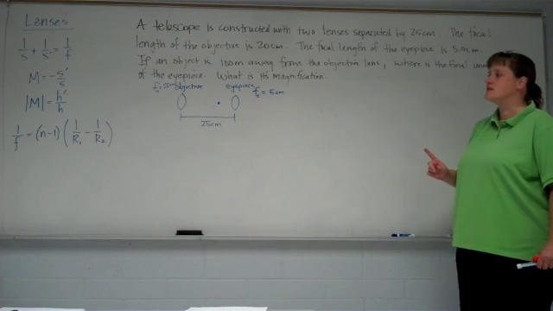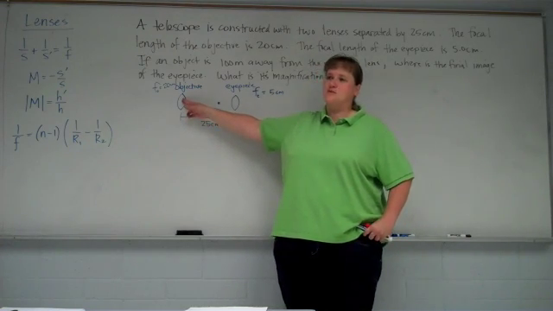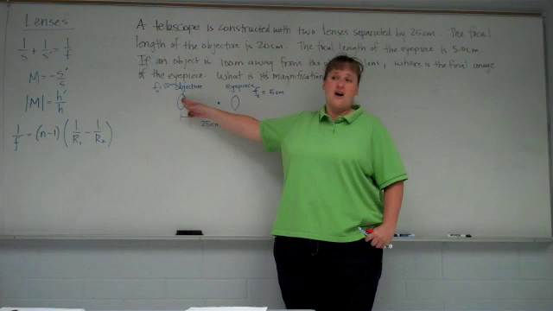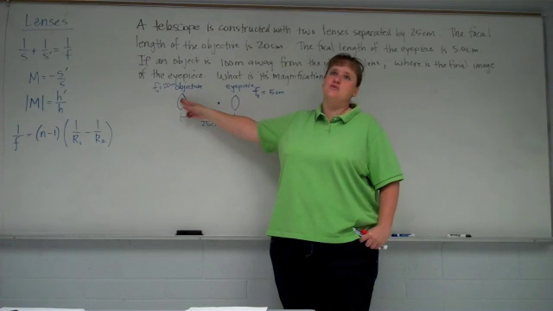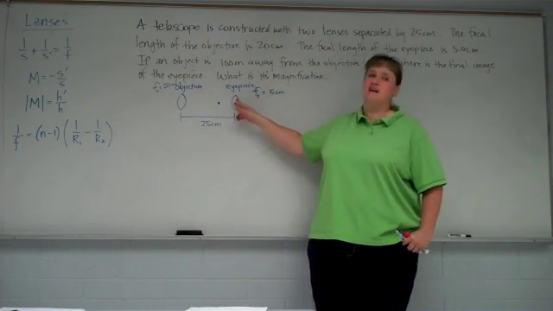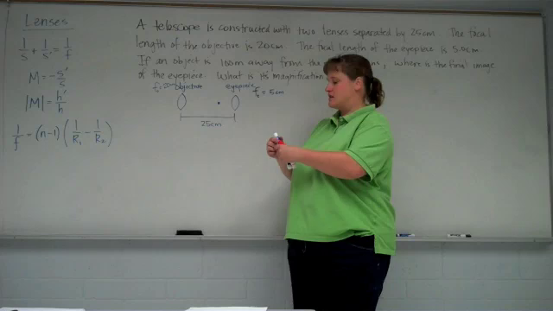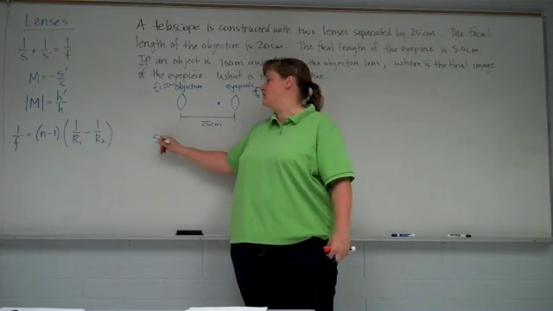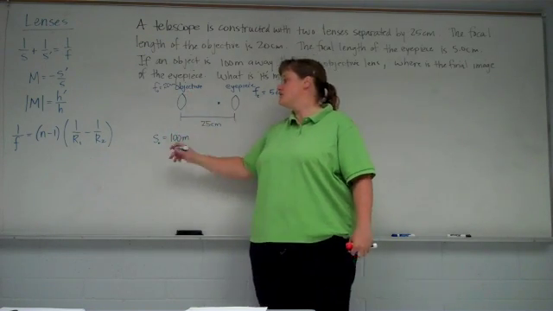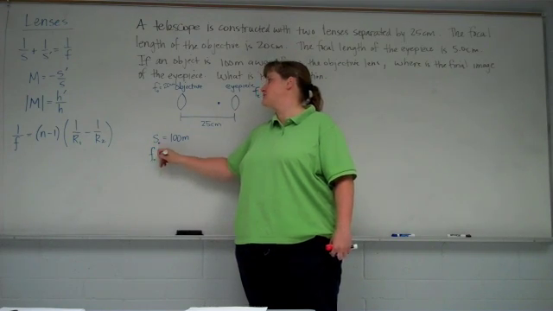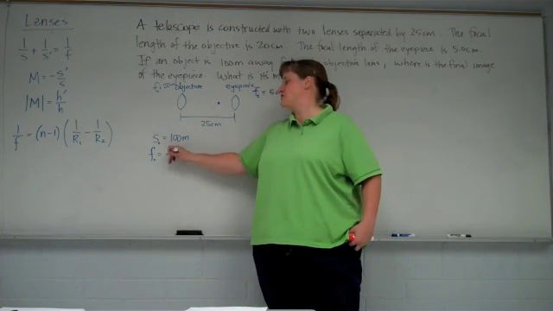Mathematically, to deal with two lenses, we look at what the first lens will do by itself, figure out where the image will be due to this lens by itself, and that image we treat as if it were the object for the second lens. So here, for the objective, we know object distance for the objective is 100 meters. We know the focal length of the objective is 20 centimeters. We need to be consistent in our units, so we'll make that 0.2 meters.